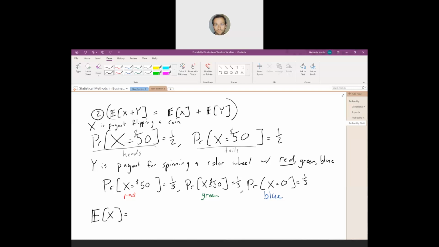Yeah, right. So 100%, you're getting $50 because if it lands heads, you get $50. If it lands tails, you get $50. You can also say that this is 50 times a half plus 50 times a half, which is 50. Okay.